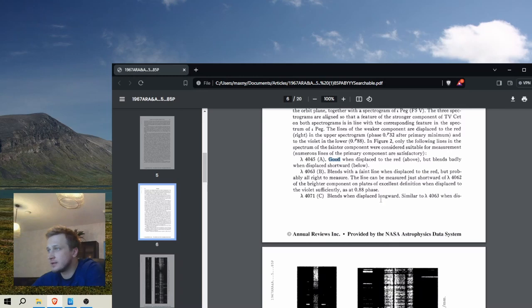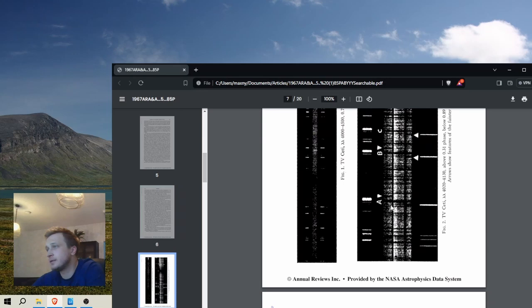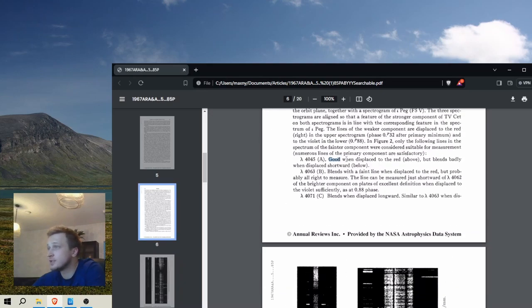Blends with a 9 when displaced to red. Okay, so he's talking about this line when it's being red shifted. Is that what he's saying? So it's good when it's displaced to red, but blends badly when displaced shortward. And that's above and below.